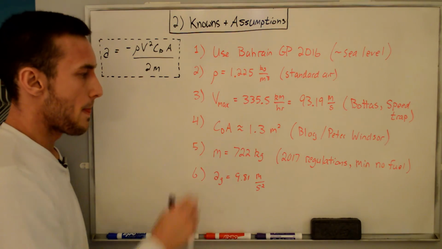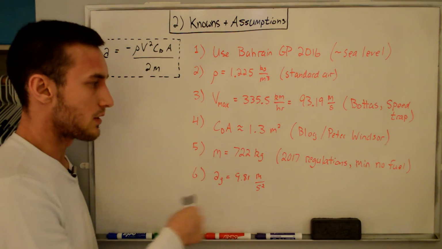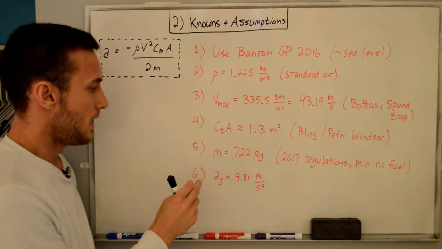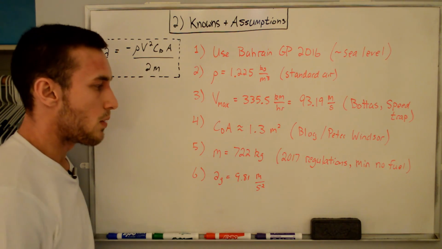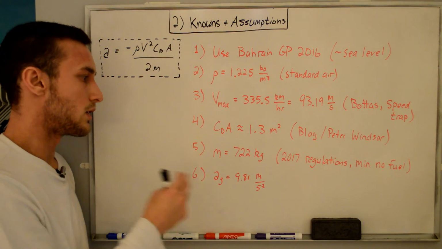This is just the minimum mass that the car can be based off the new 2017 regulations, even though this is for the 2016 stats. It doesn't really matter. You can plug in your own values. This is just a characteristic case. And then sixth, this is not really an assumption, but the acceleration due to gravity is 9.81 meters per second squared, and we'll be able to find the deceleration of the car in terms of G's using this.